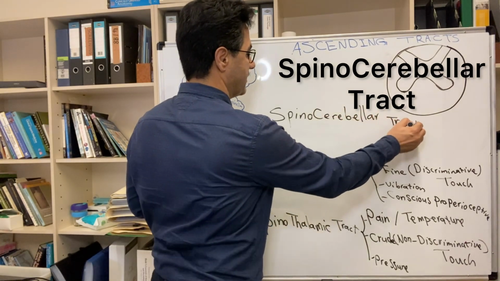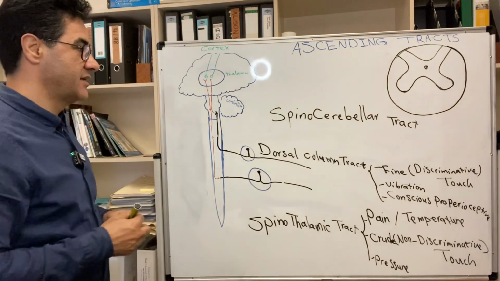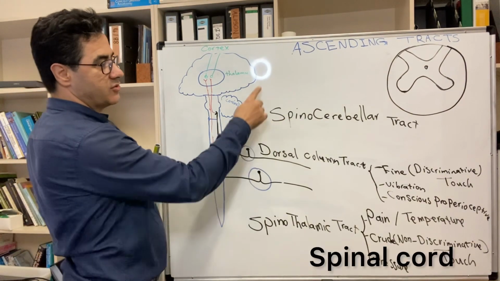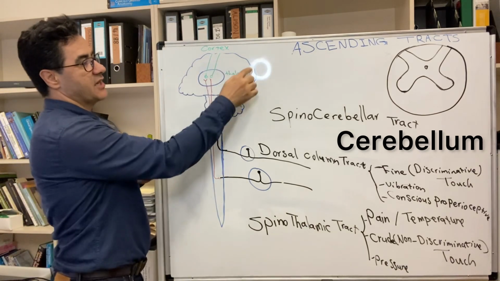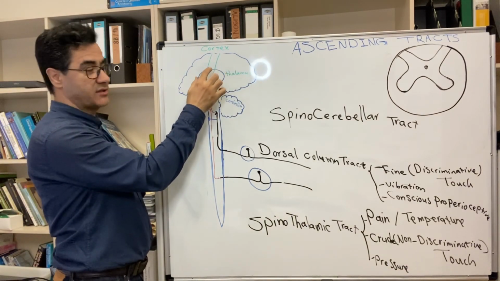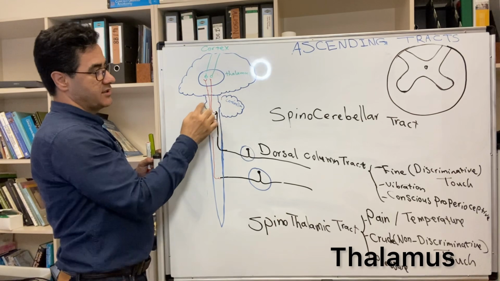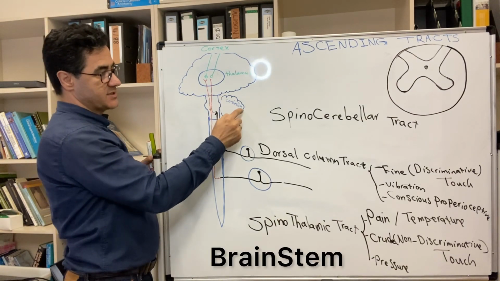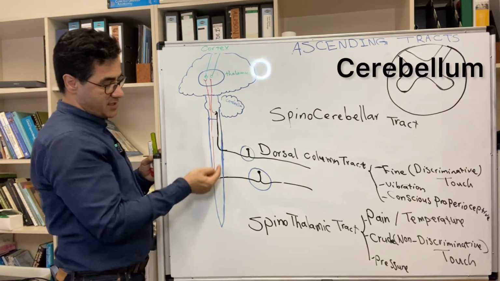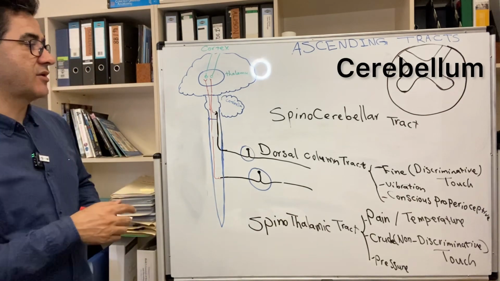Spinocerebellar tract, as its name tells us, starts at the spinal cord and goes up into the cerebellum. If you look at this image, at the top we have the brain. Within the brain you can see the thalamus. In the middle we have the brainstem. At the back of the brainstem you can see the cerebellum. And down here we have the spinal cord.